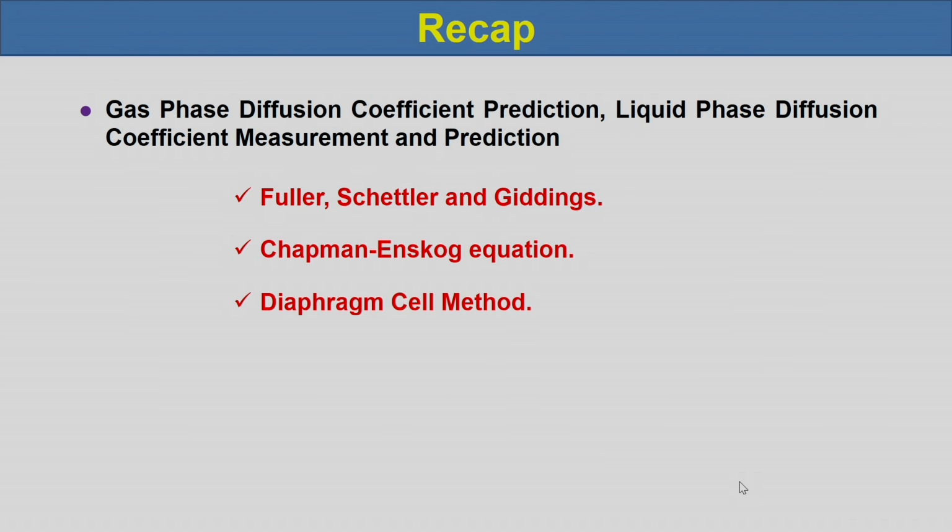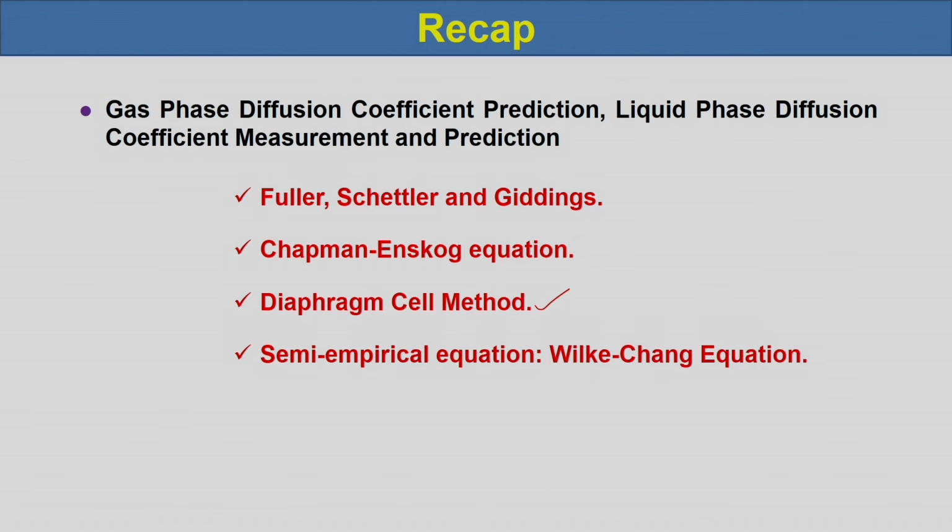One is the diaphragm cell method and the second one we have considered is the semi empirical equation, which is Wilke-Chang equation. Then we have finally used Stokes-Einstein equation for the determination of the diffusion coefficient in the liquid phase.